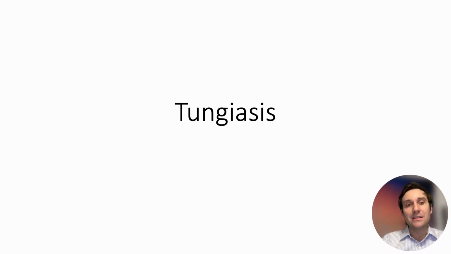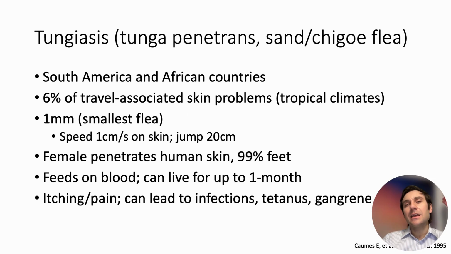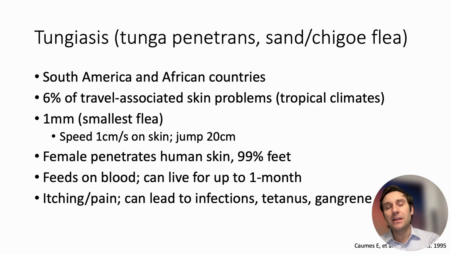What about now tungiasis, right? Tungiasis, again, is a disease caused by a flea, the Tunga penetrans, which is the smallest flea ever. It's very common in South America, very common in Brazil, and in some African countries. Again, with globalization, travels around the globe, it is believed to be 6% of all travel-associated skin problems, which is fairly relevant, right? Again, the female penetrates the human skin most of the time on the feet and starts feeding on blood and can live for up to 1 month.